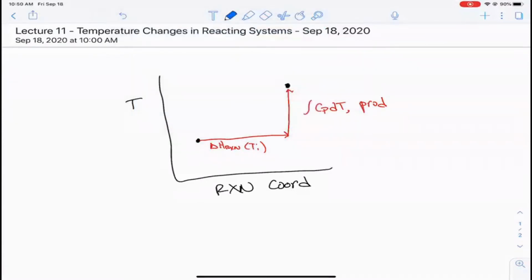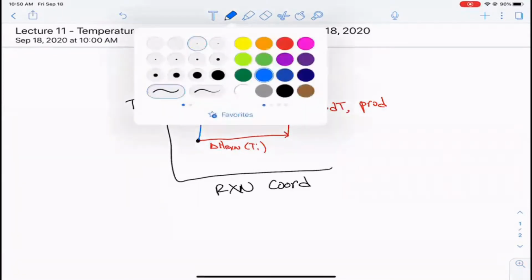Identically, you could first heat the reactants, and then allow the reaction to happen at the higher temperature. So you could do the integral of Cp dT of the reactants, and then you could do delta H of reaction at T final, whatever that is. And because enthalpy is a state function, either one of these should give you exactly the same answer.